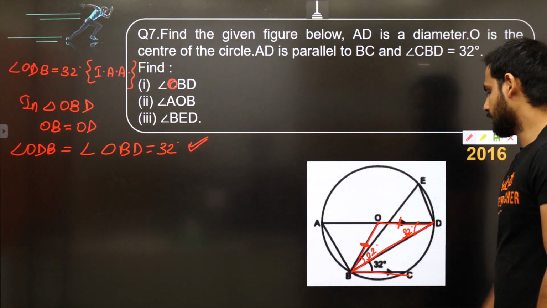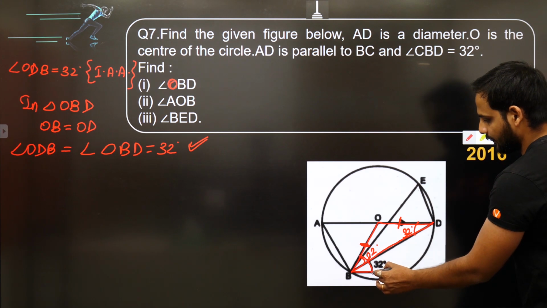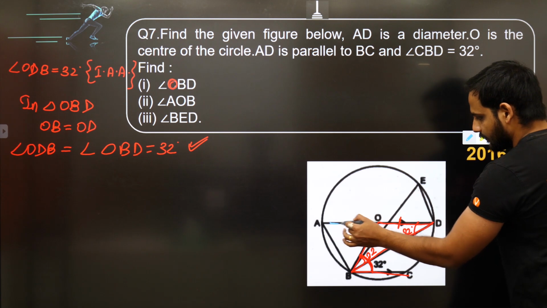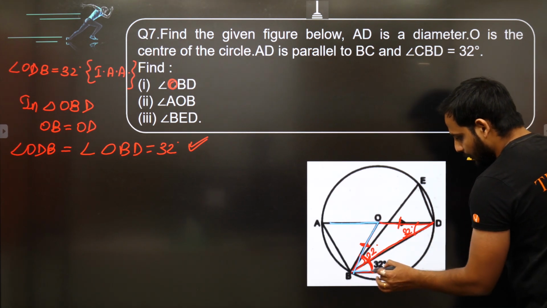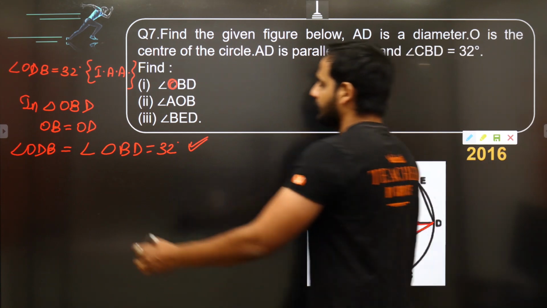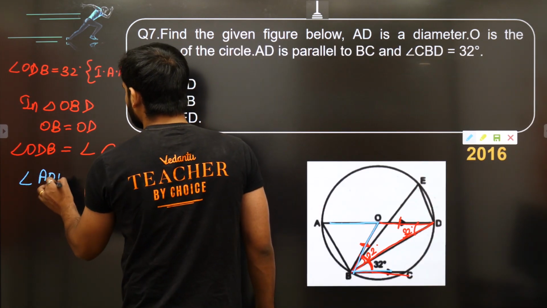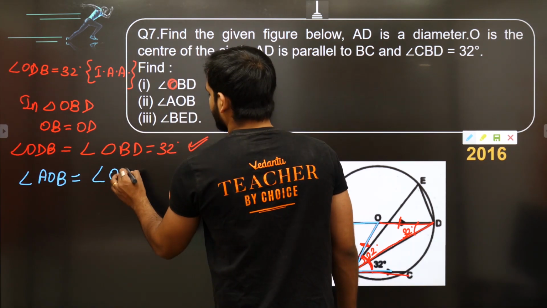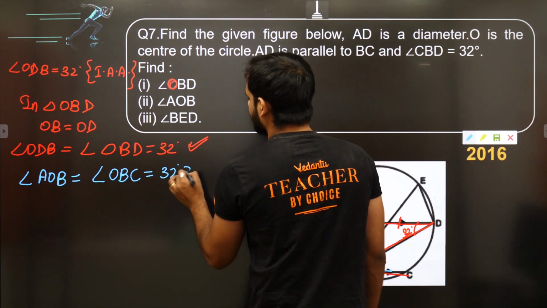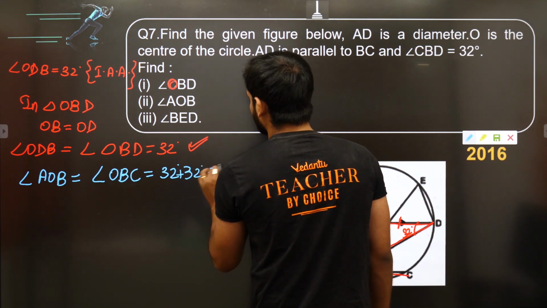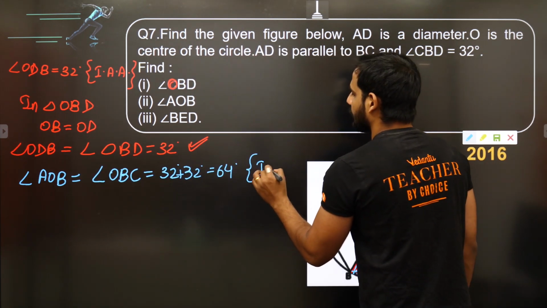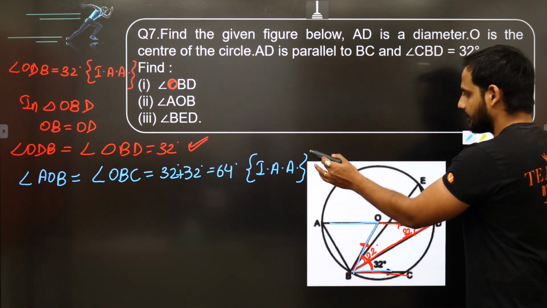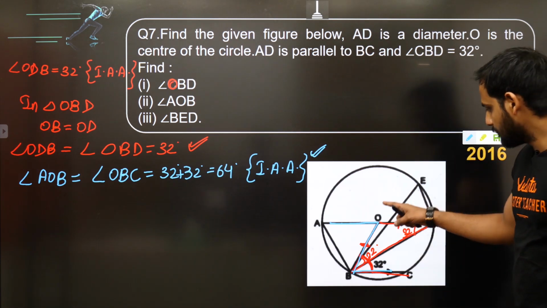Then you want angle AOB. Beta, AOB if you want, see, what is this? 32 plus 32, 64. And now try to look here, sir, it is also forming a pair of interior alternate angle. So I can say, sir, angle AOB will be equal to angle OBC, which is nothing but 32 plus 32, which means equal to 64 degree. And the reason for it is again interior alternate angle. Second part done.